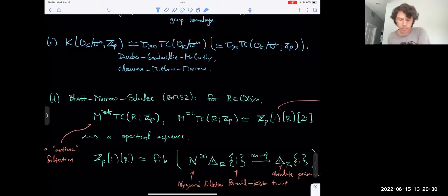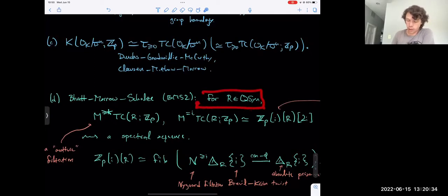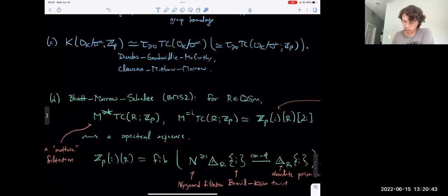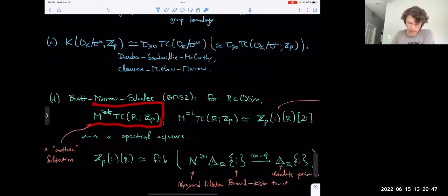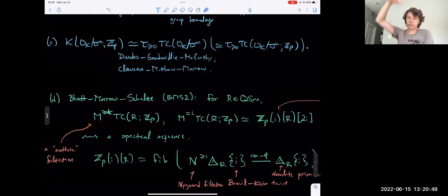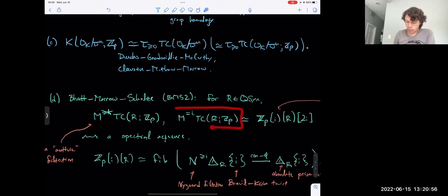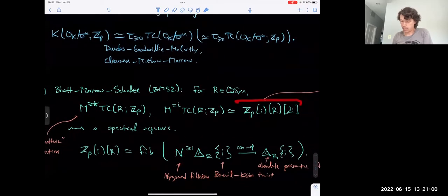So in their second paper, Bhatt-Morrow-Scholze construct, for a very large class of rings, the so-called quasisyntomic rings, it doesn't really matter what that is, but O_K mod π^n is a typical example, a motivic filtration on this TC. So it's a filtered spectrum, or if you like, there's an associated spectral sequence. And the associated graded pieces of this filtration are what are called the p-adic syntomic complexes.